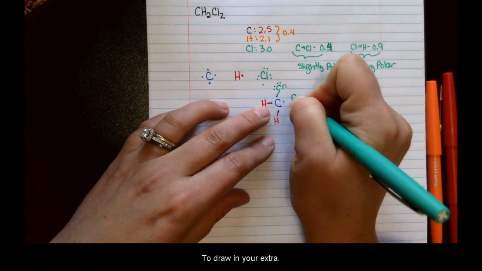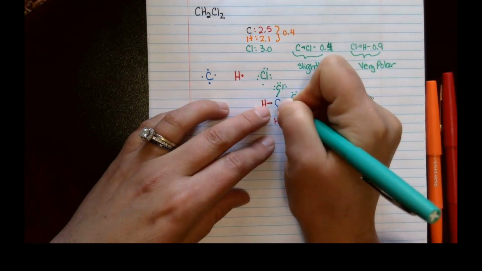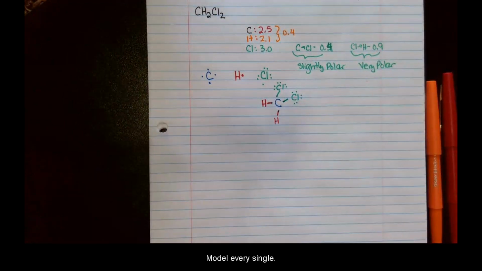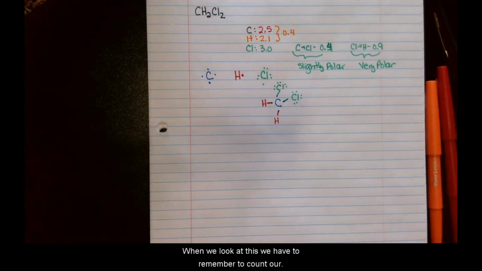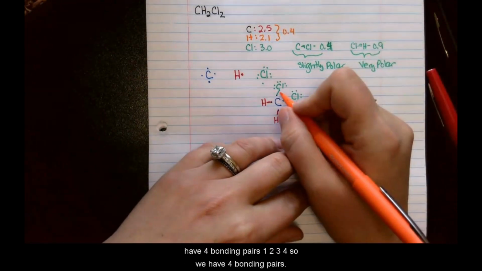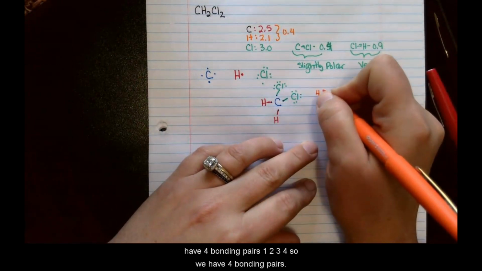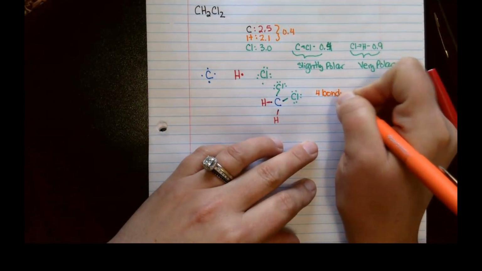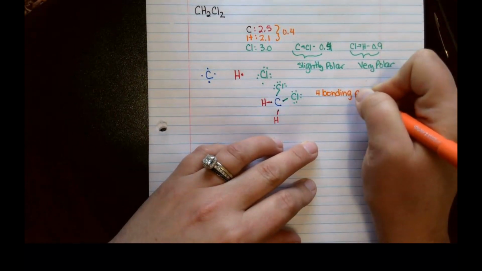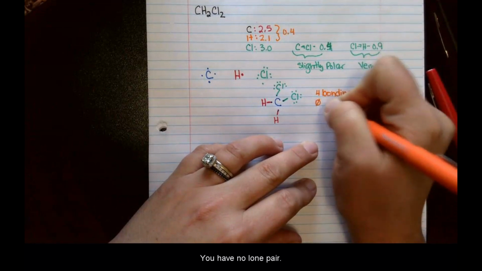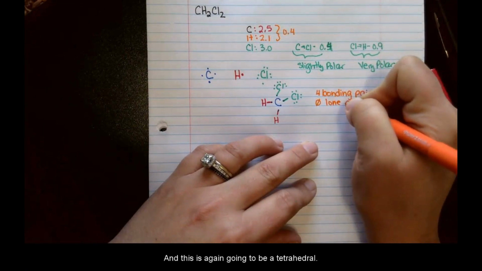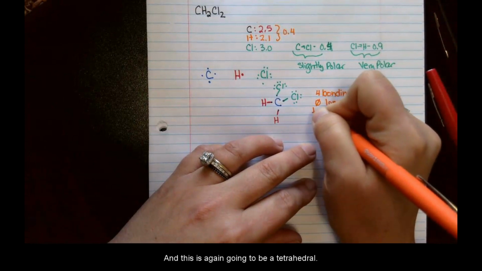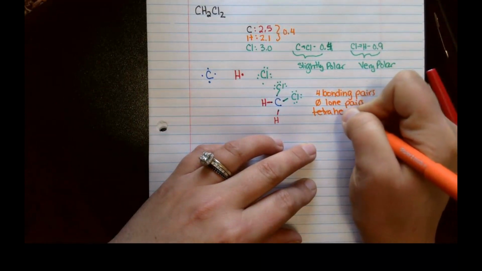Don't forget to draw in your extra Lewis dots so that you can model every single valence structure. Now, when we look at this, we have to remember to count our bonding pairs and lone pairs from our central atom. So we have 4 bonding pairs, 1, 2, 3, 4. We have no lone pairs. And this is again going to be a tetrahedral.